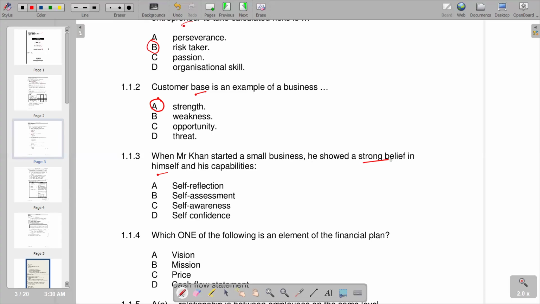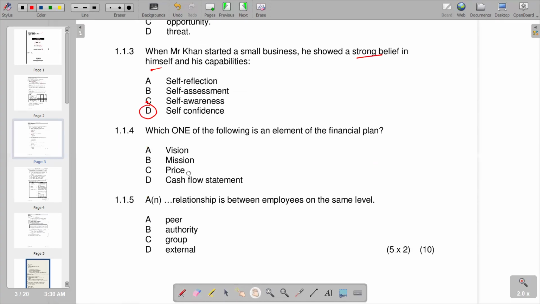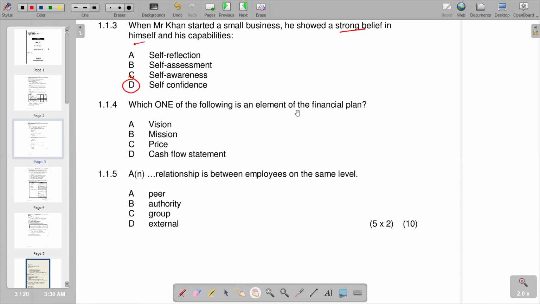So basically, according to the response given, having a strong belief in yourself is self-confidence. So we have self-confidence there. In 1.1.4, which one of the following is an element of the financial plan?